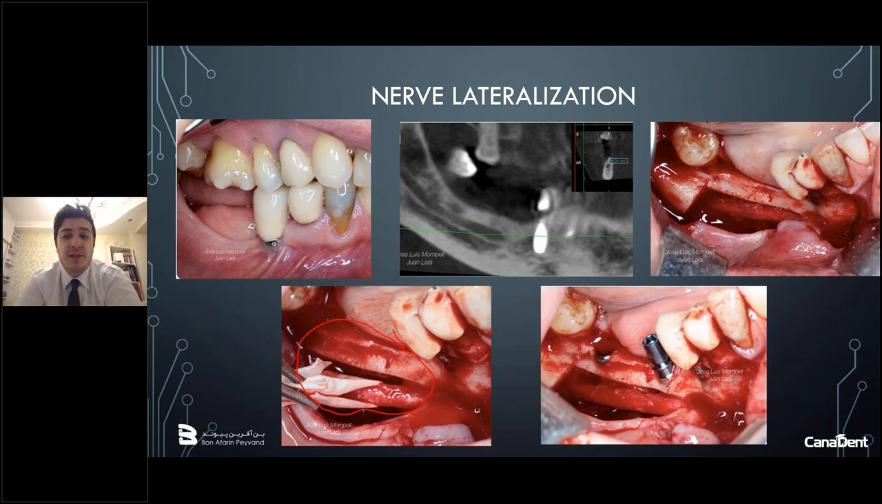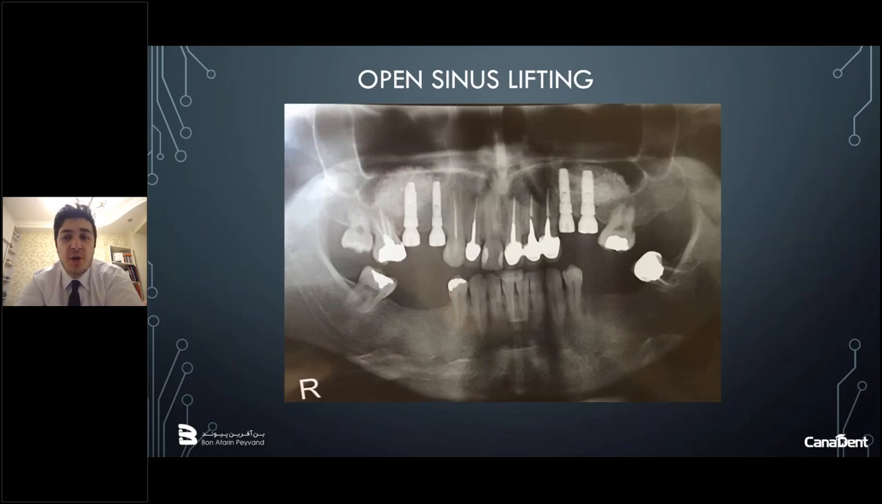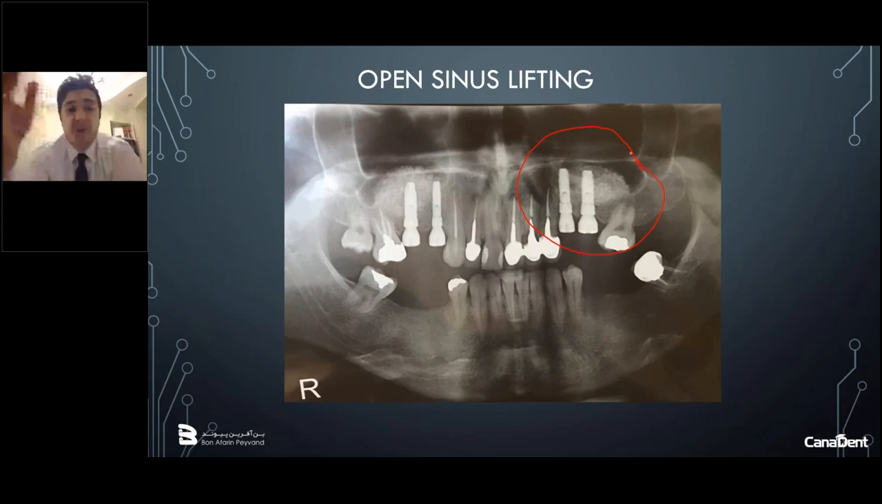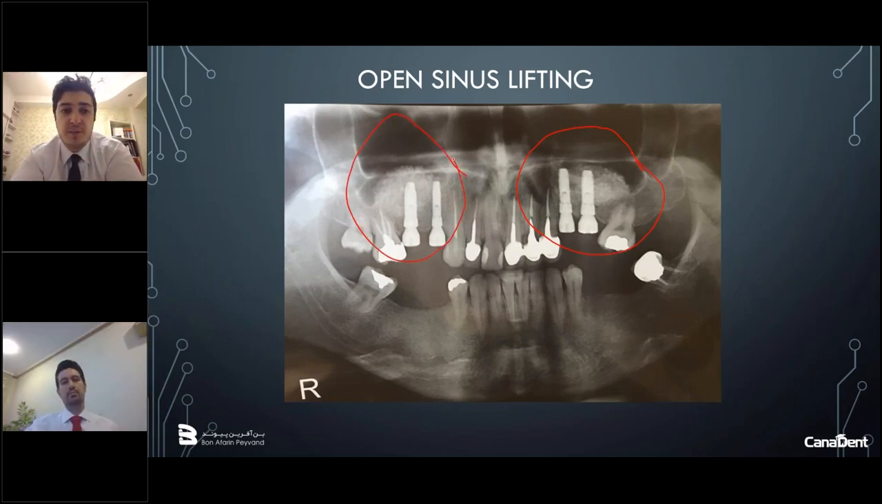But in the posterior maxilla, we can perform the sinus lift procedure, which is a more straightforward procedure, and it is done more commonly with predictable success rates. As you can see here, we had a very big pneumatization of the sinus, but we can use, for example, 12 millimeter long implants, and it has been done properly.